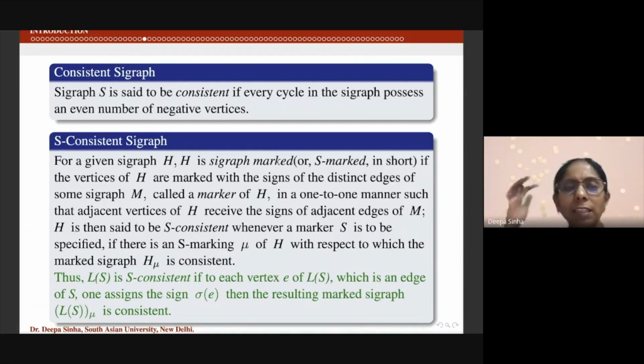So since the marking is being obtained from the sign graph S, that is why it is called S-consistent sign graph. So in that case, the marking can be obtained from any other sign graph where there is a one-to-one correspondence between the edge set of S and the vertex set of LS. Wherever this is possible. So the line sign graph can be one example of that, where there is a one-one correspondence.